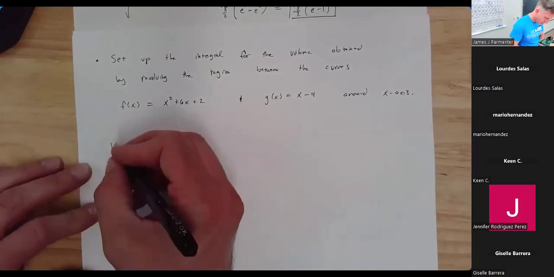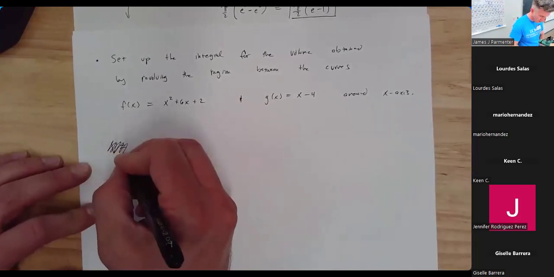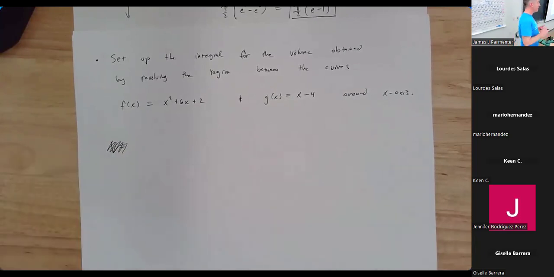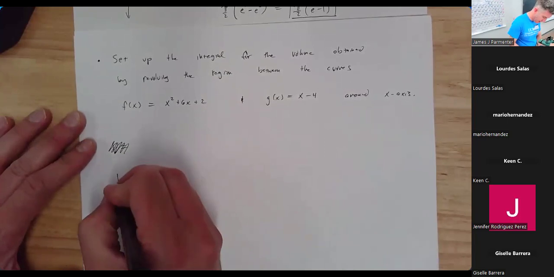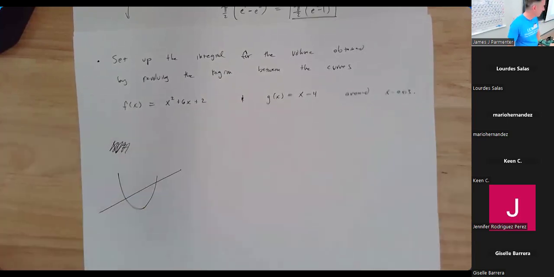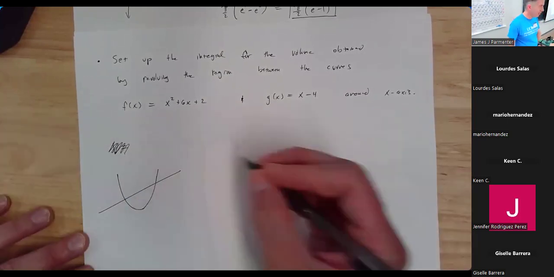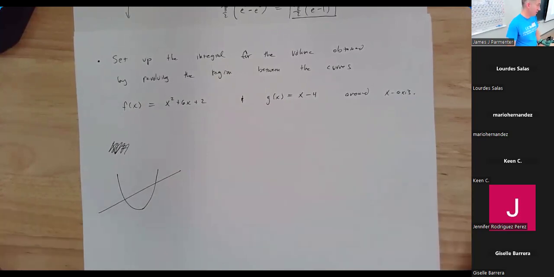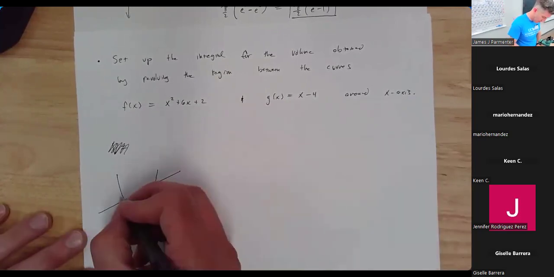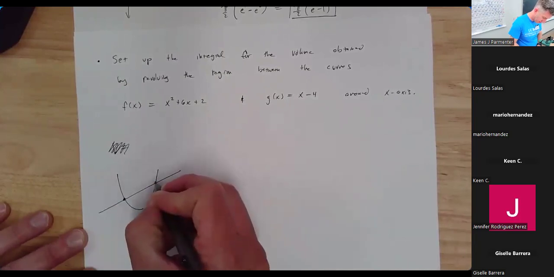So here's another point out before I start writing this. We're certainly going to need where these two things intersect each other because we probably have something that looks vaguely like this. We have an upward opening parabola, and we have a line with a positive slope. And we need to find these points of intersection.